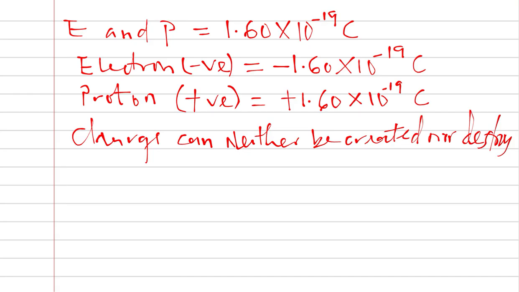Now, we've been talking about charge. How do we denote a charge? A charge is denoted by Q. So whenever you see Q, it means charge. Charge is denoted by Q, and it is measured in coulombs. This is the spelling of coulombs.